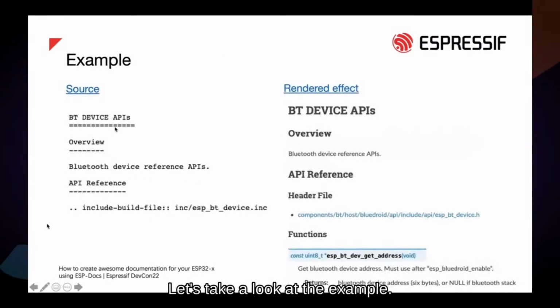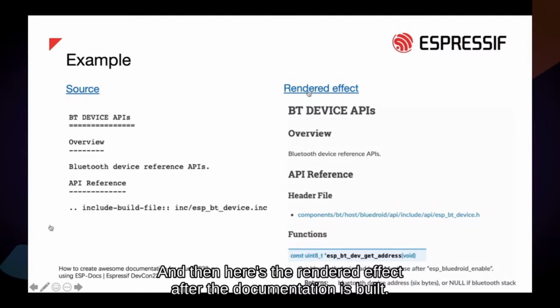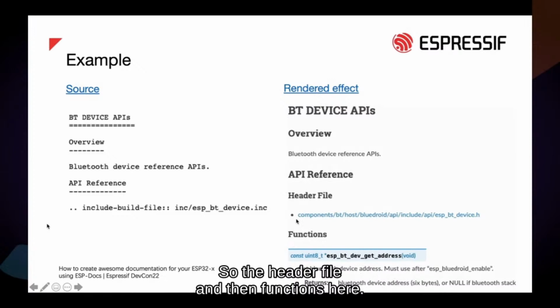Let's take a look at the example. So the source file looks like this. You just use this directive, include-build-file, and explicitly declare what INC files you want to include. And then here's the rendered effect after the documentation is built. So the header file and then the functions here.